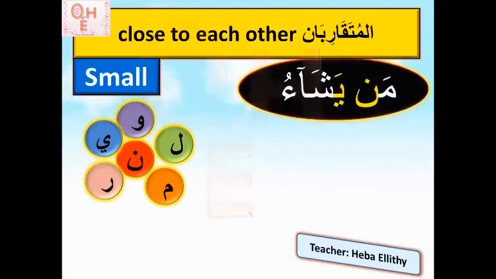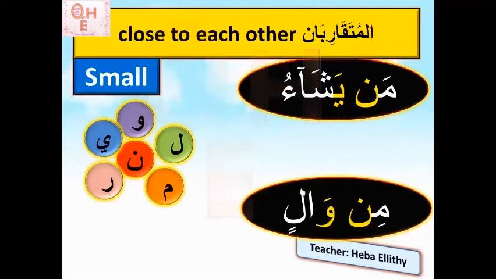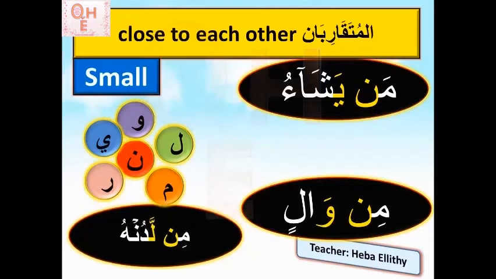So here I have the example man yasha. I have noon sakina followed by ya with haraka, then noon and ya are mutaqaribain, neighbors, close to each other in makhraj, and it's a small case because the first one is with sukun and the second with haraka. Noon sakina, but ya is with haraka. Another example here for waw, min wal. Another example for lam, min ladun.